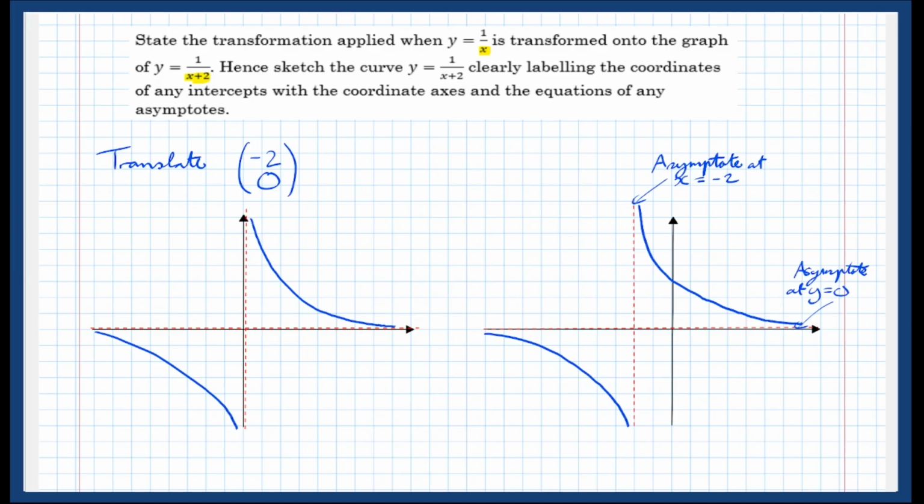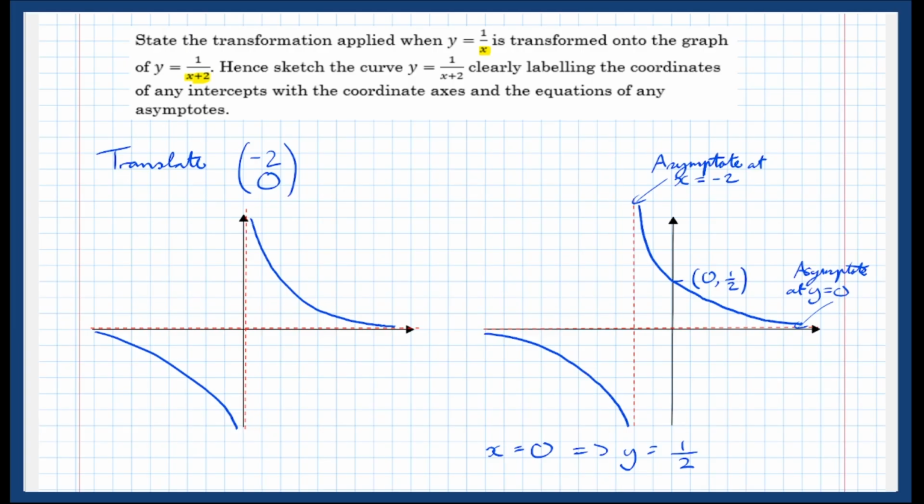It did say clearly labeling the coordinates of any intercepts with the coordinate axes. You can see there's one point of intersection there. And that happens when x equals 0. So x equals 0 implies y equals 1/2, 1 over 0 plus 2. Therefore, let's label that point as 0, 1/2.